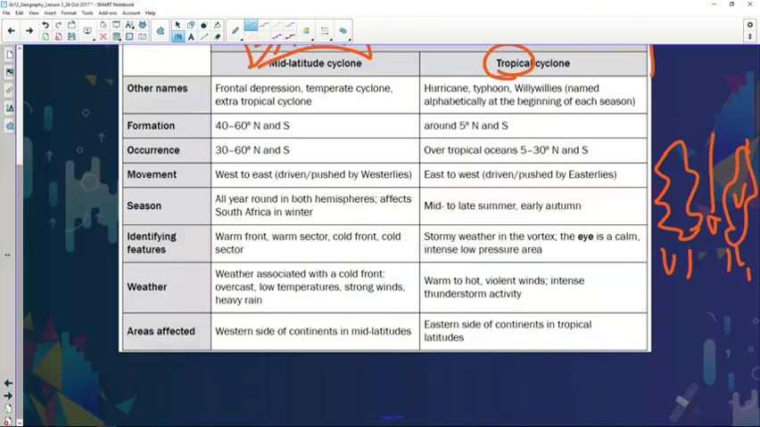Areas affected: we looked at it, as I said, mid-latitude cyclones affect the western side of continents. In South Africa's case, obviously moving from west to east. And tropical cyclones mainly affect the east coast of continents. The simple reason is that most of the countries are washed by warm ocean currents on the east coast, and it needs those warm ocean temperatures for its formation.